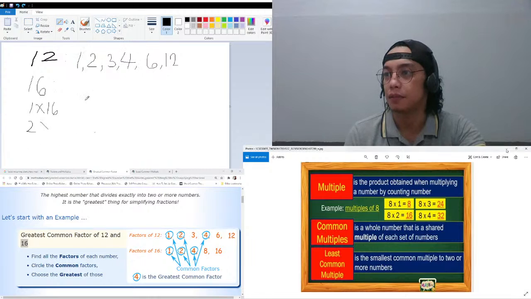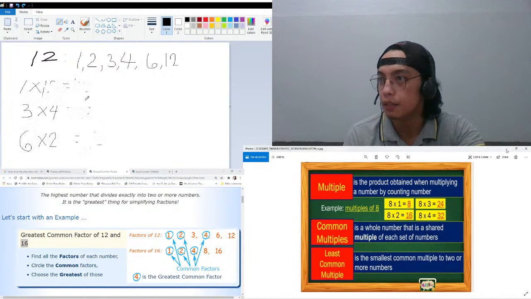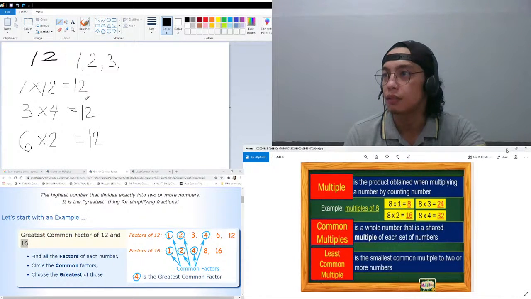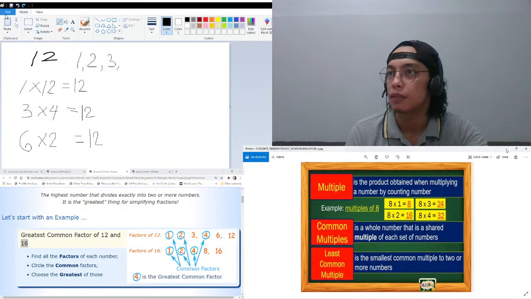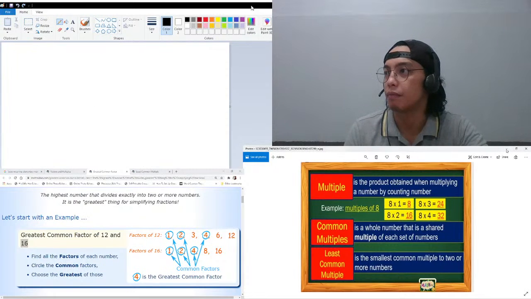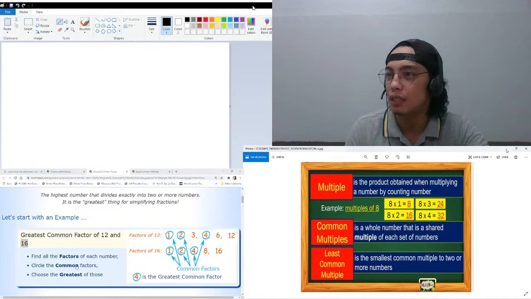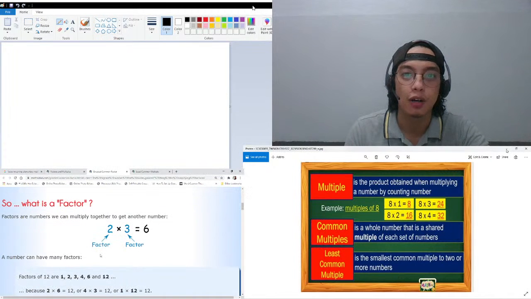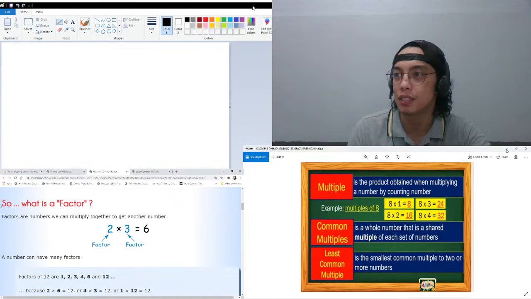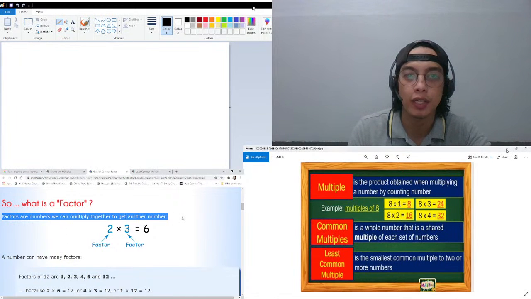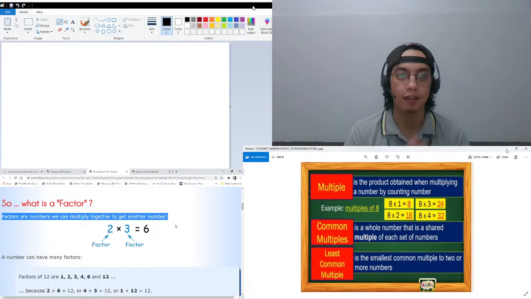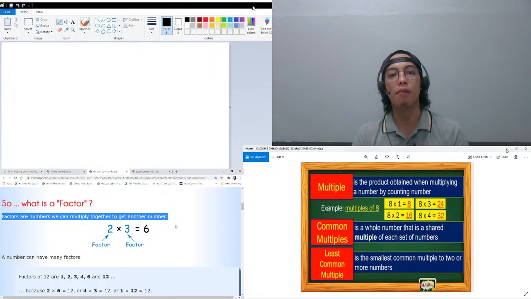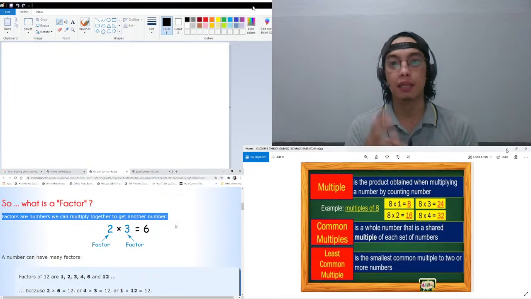Let's have another example. Let's erase first what's written here. Okay, let's now go to another example. Ayan. So again, ang factors are numbers we can multiply together to get another number. Factors, mga number ni siya, duwa ka number na i-multiply together, makagetag another number.